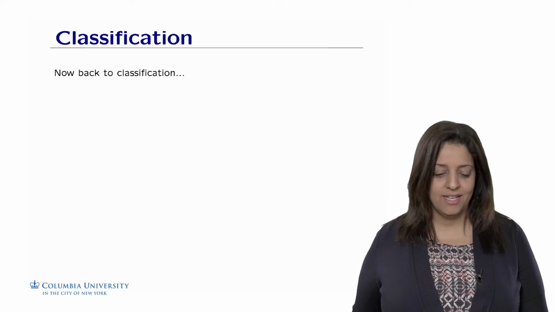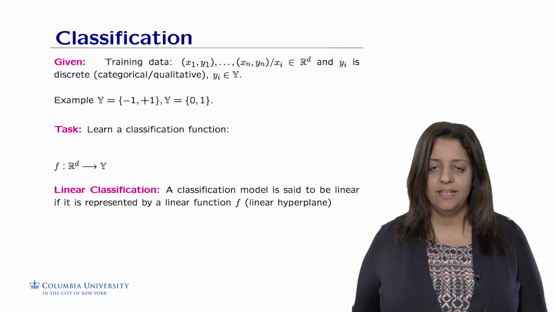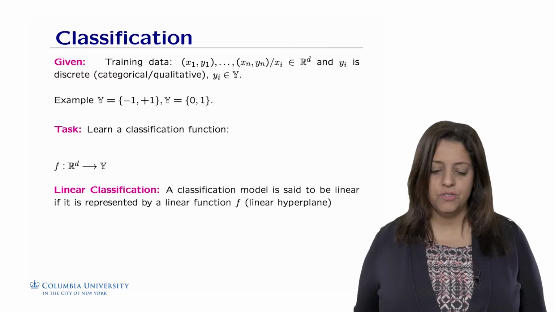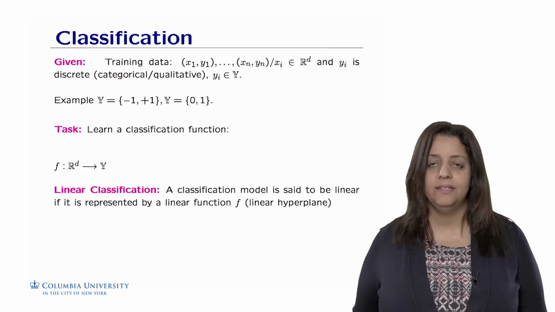Now let's get back to classification. Recall the classification framework in which we have training data, which is a set of examples, each example described by a set of features, and the label Y. Label Y is categorical or qualitative.